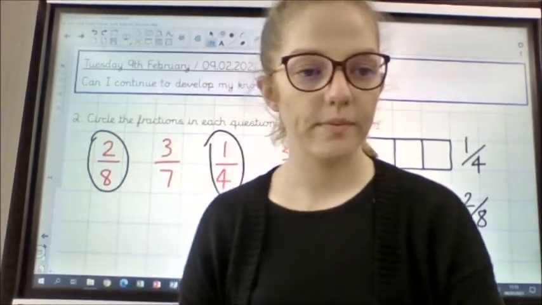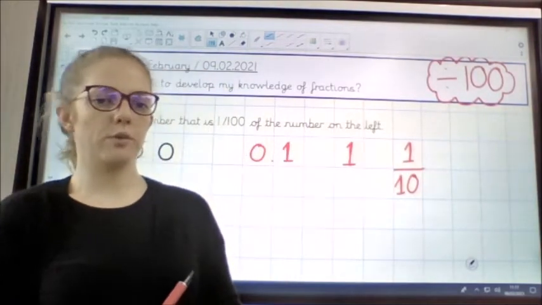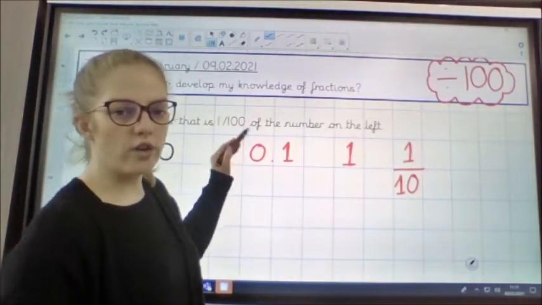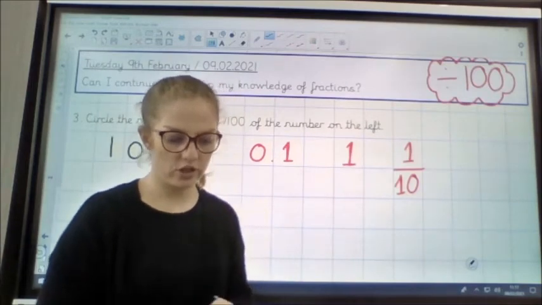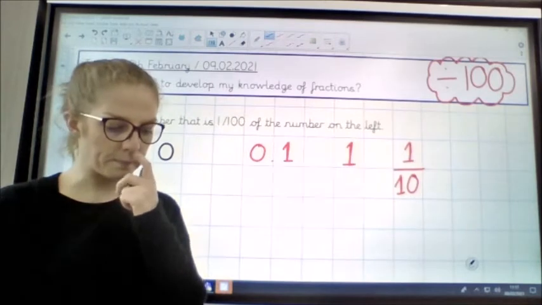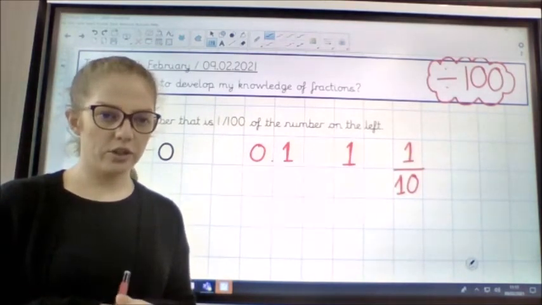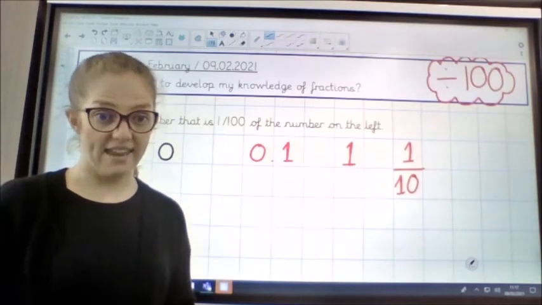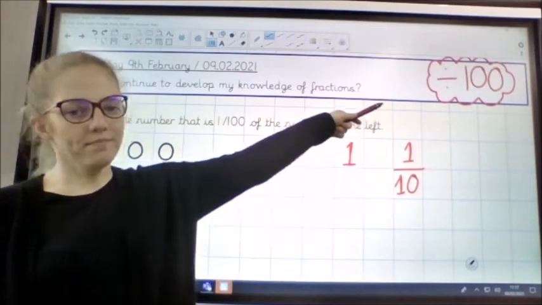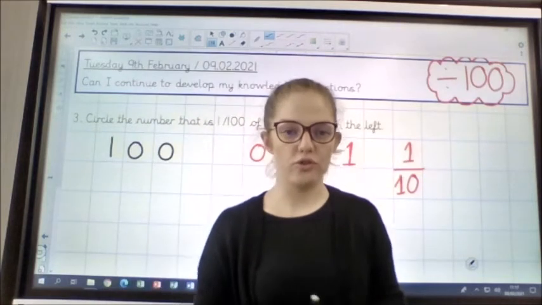Year 4. Okay, so your final activity in your workbook today is to circle the number that is 1/100th of the number on the left. So you've got 3 numbers, you've got 100, 10 and 1. And these are the numbers that you have got to figure out what 100th of it is. Okay, now I've left a big hint on the back of my board. It's basically asking you to divide by 100.